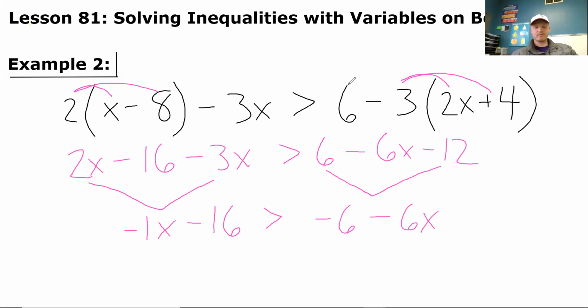Okay. Again, if you need to, pause at any time, rewind, whatever you need to do so you can understand the concept better. Okay, now we're going to add like terms, but on both sides. So first off, I'm going to add 16 to both sides. And if you want, you could add 6 to both sides. I'm just doing it this way so I get a positive number.